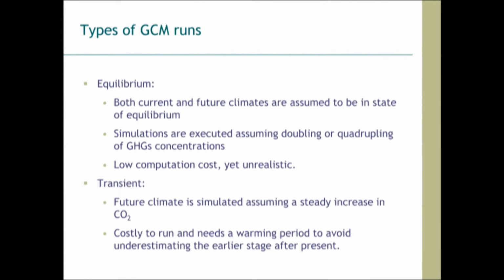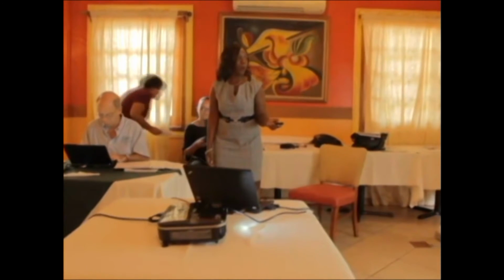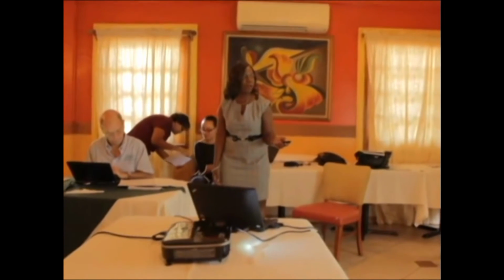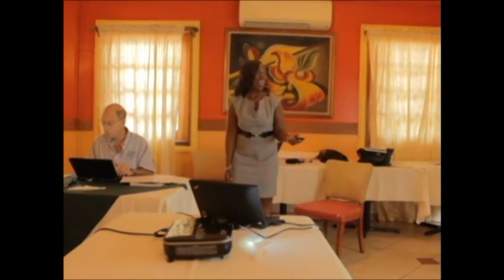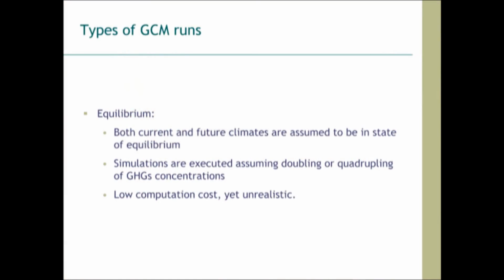The equilibrium run, where both current and future climates are assumed to be in a state of equilibrium. There's a big assumption there. Both current and future climates are assumed to be in a state of equilibrium. And then you have simulations that are executed assuming doubling or quadrupling of greenhouse gas concentrations. But for equilibrium, it's low computation cost, but it's all realistic.